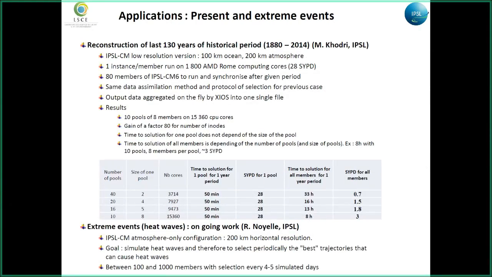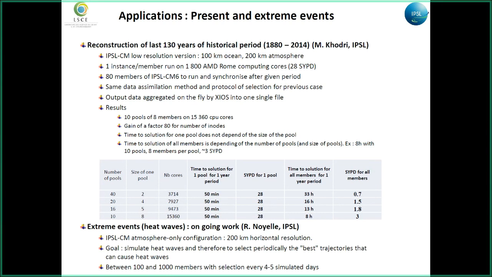Another application case, also led by Myriam Khodri, with the same idea as the previous one. This is a reconstruction of the last 130 years of the historical period. Now we use the low resolution version, not the very low, but the low resolution version at 100 km ocean and 200 km atmosphere. One instance of the model runs on 1,100 computing cores at 28 simulated years per day. Before, we needed to run 80 members of the model.